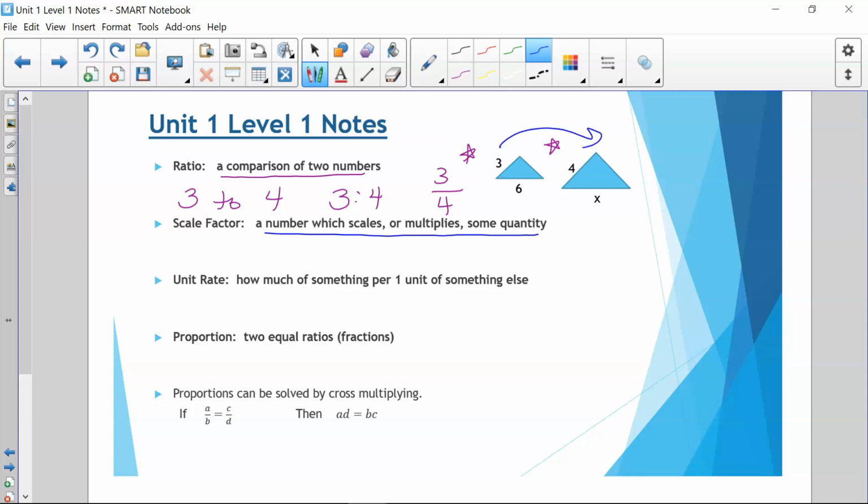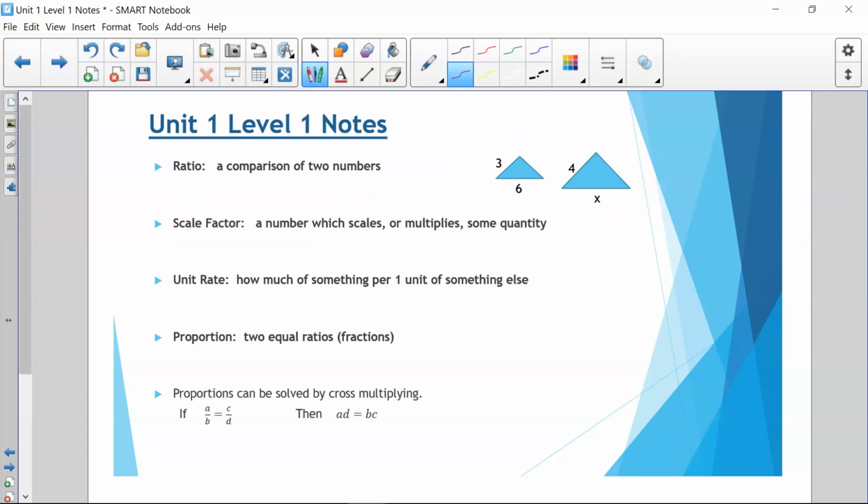So if I was wondering how much bigger the triangle on the right was, I can say 3 times what equals 4. And I would solve this by undoing multiplication with division, and I'd be left with my scale factor as 4/3 or 1.3 repeating. That means that this big triangle is 1.3 times bigger than the small triangle.